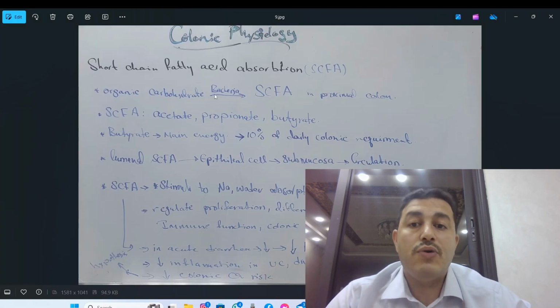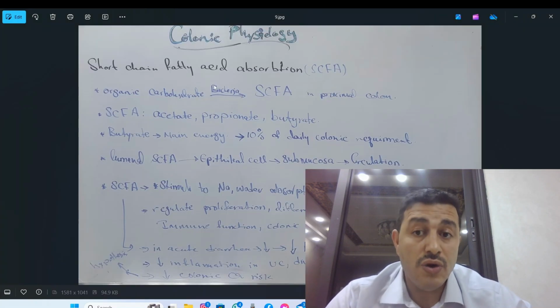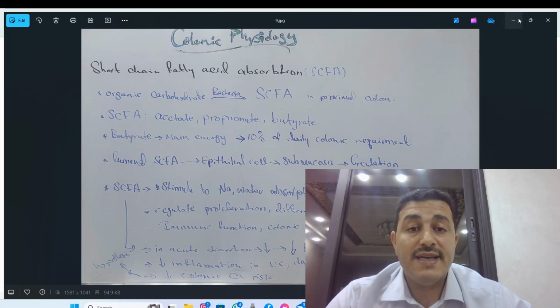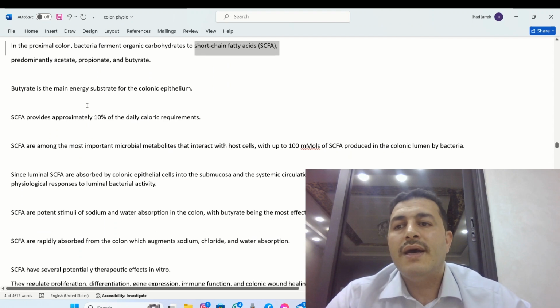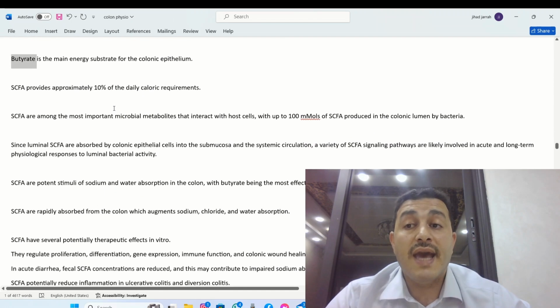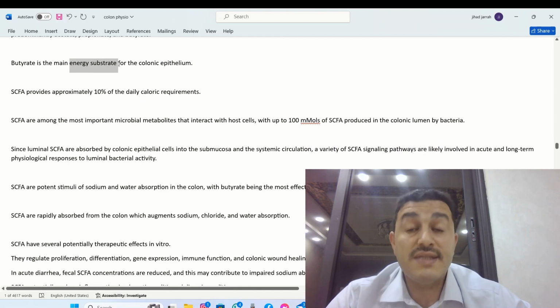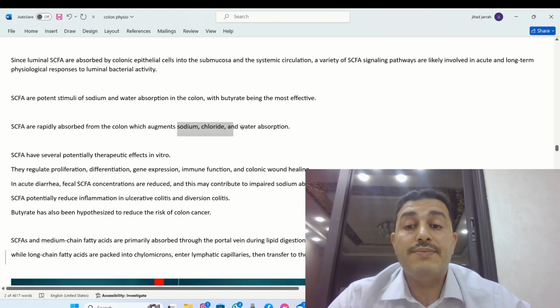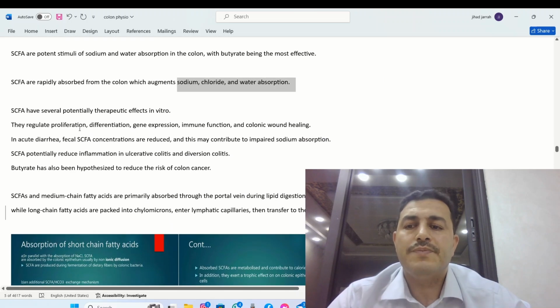Organic carbohydrate in the colon is fermented by the bacteria into short chain fatty acids. In the proximal colon, butyrate is the most important. It is the main energy source for the colonic epithelium and has many effects. One of the main effects is that it enhances the absorption of sodium chloride and water in the colon.